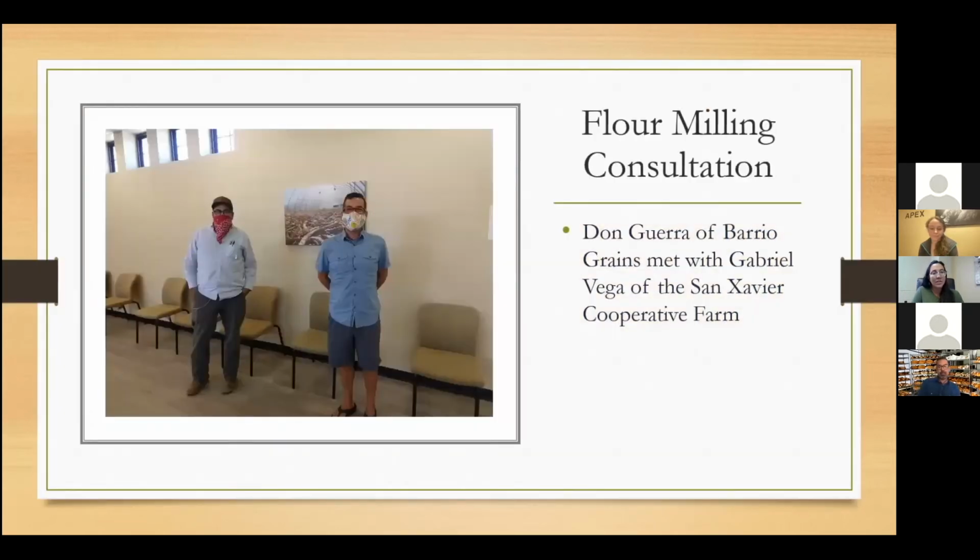So one thing we did was a flour milling consultation, and we actually did this with San Javier Cooperative Farm. Don went down there and talked to Gabriel, who at the time was the farm manager. San Javier Co-op Farm is in the process of installing a milling facility, and we're excited to see how they're going to fit into this grain economy and what role they'll play in the local production system.